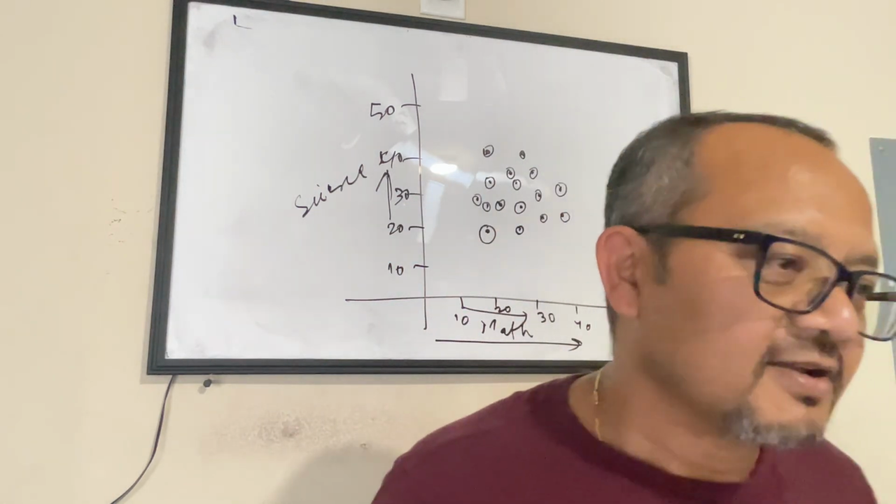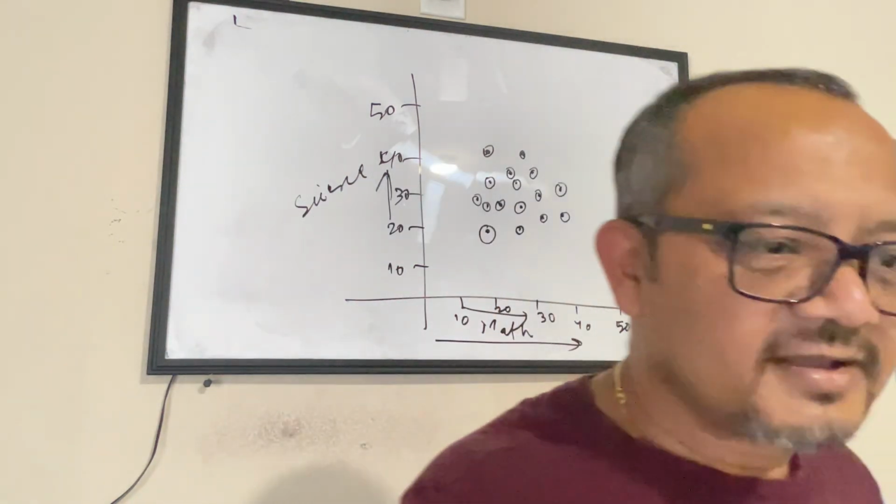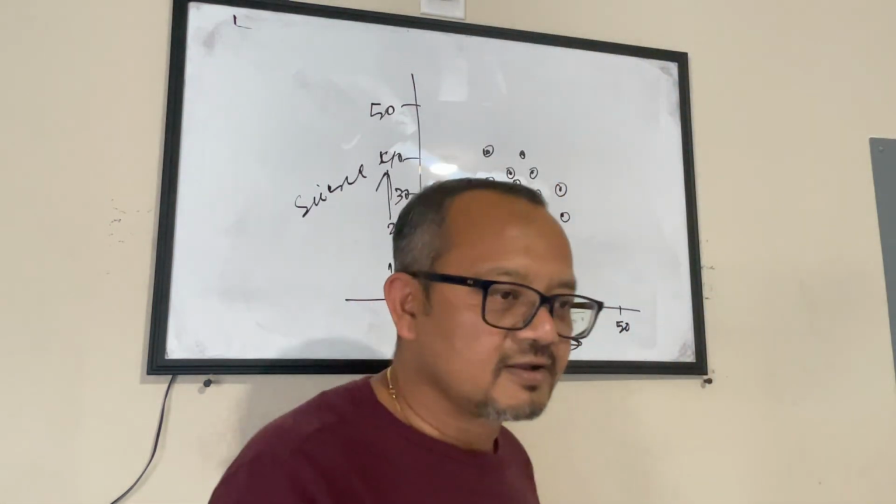Yeah, Vivan, you have raised your hand. I think positive is like when they're both above a certain number, and then negative is like when they're both below a certain number.